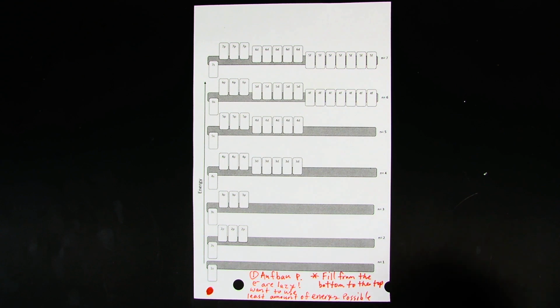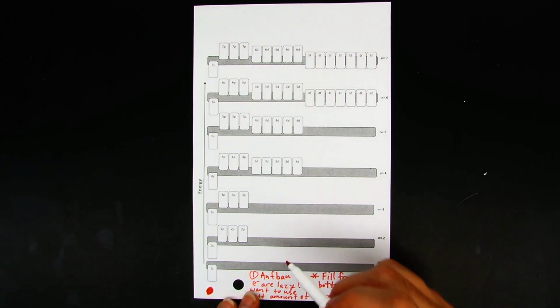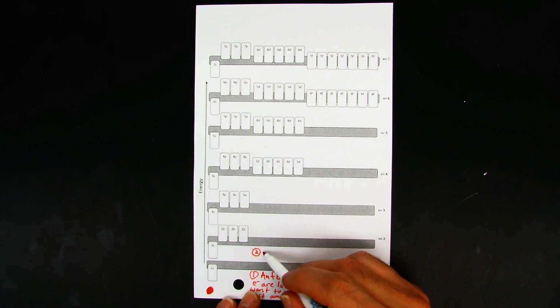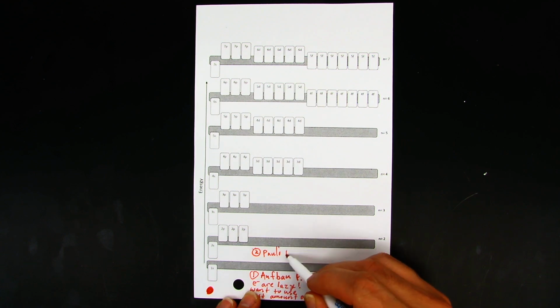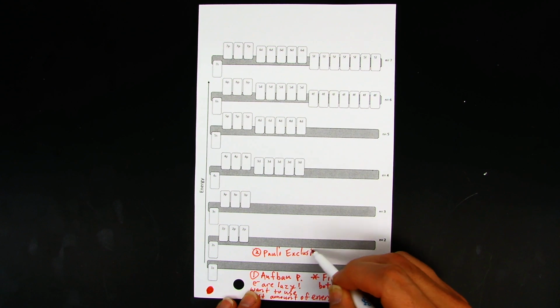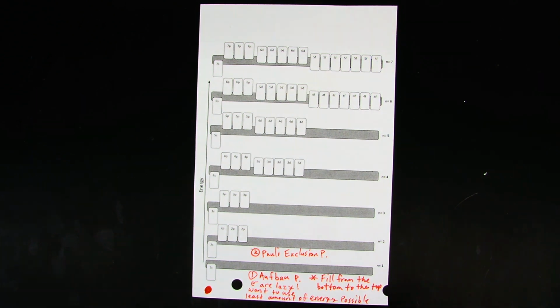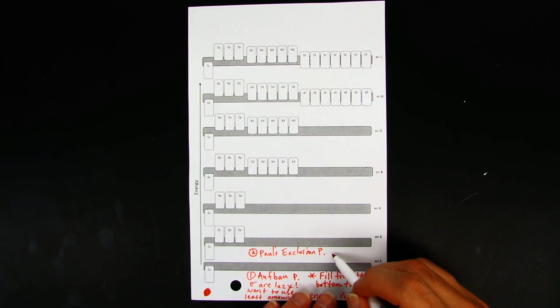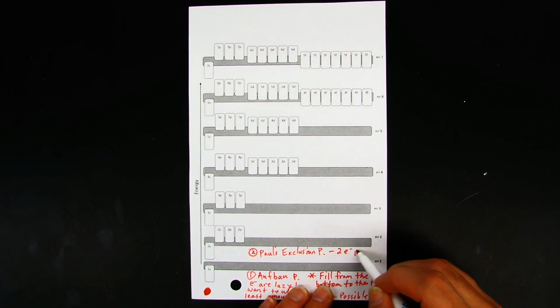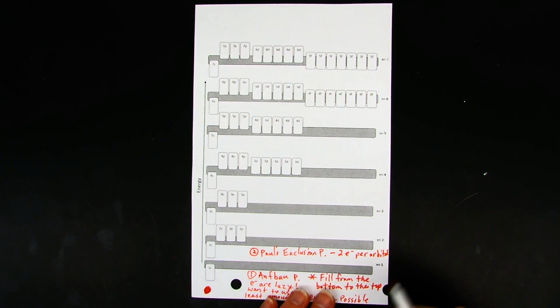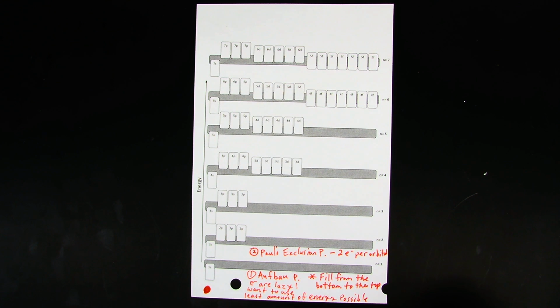The second principle that we want to keep in mind is called the Pauli exclusion principle. Here, I'll write that here. So 2 is Pauli exclusion, P for principle. And basically that is saying that there's only 2 electrons per orbital. So 2 electrons per orbital.